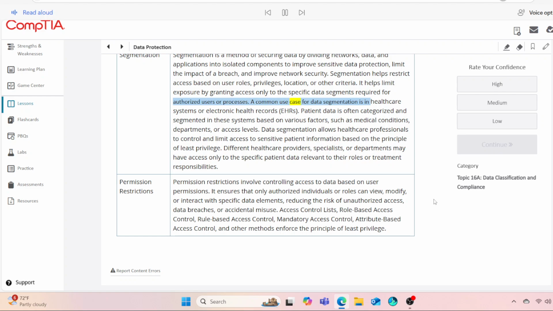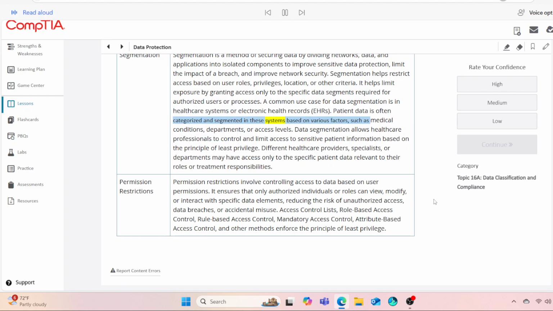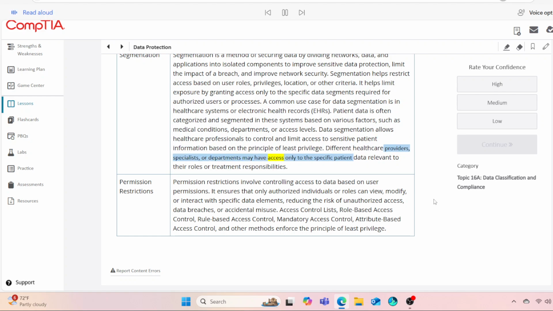A common use case for data segmentation is in healthcare systems or electronic health records, EHRs. Patient data is often categorized and segmented in these systems based on various factors, such as medical conditions, departments, or access levels. Data segmentation allows healthcare professionals to control and limit access to sensitive patient information based on the principle of least privilege. Different healthcare providers, specialists, or departments may have access only to the specific patient data relevant to their roles or treatment responsibilities.